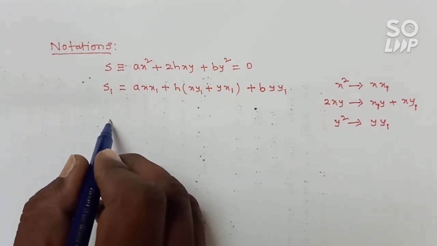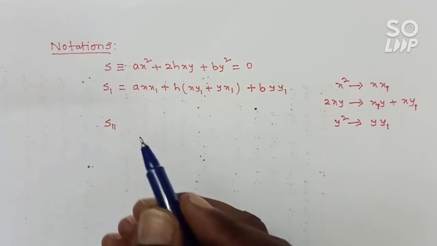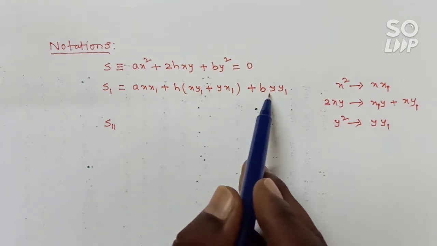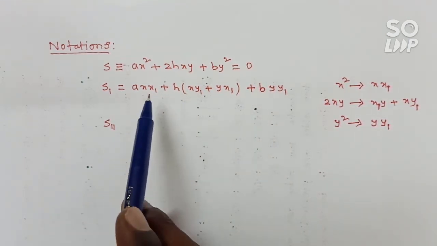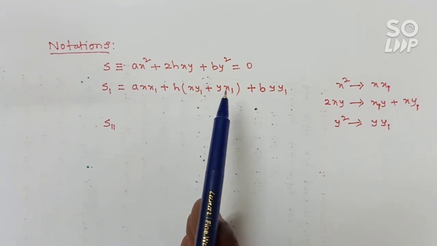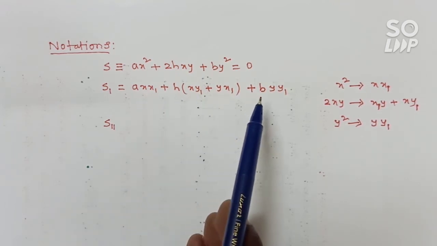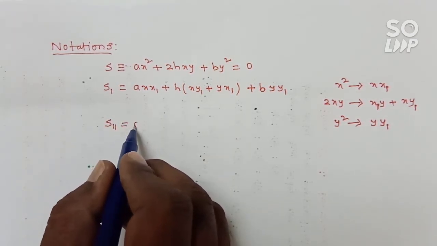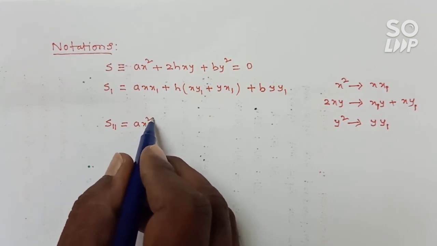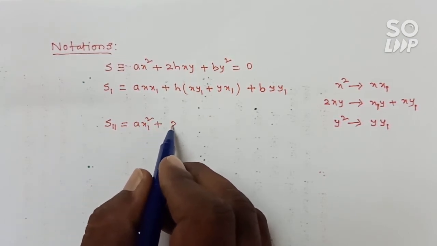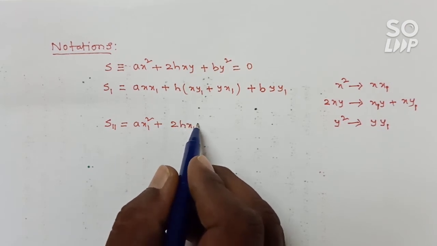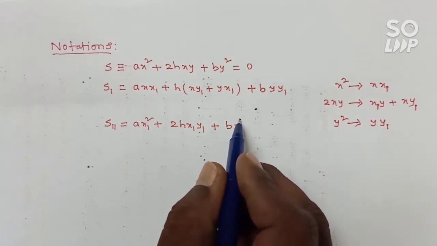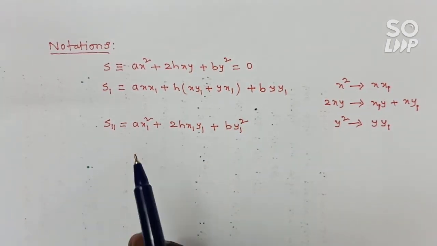Here similarly, how can we write S11? S11 means in that above notation S1, in the remaining x and y places you replace with x1 and y1. Then it becomes a into x1 square plus 2 into h into x1 into y1 plus b into y1 square. This is the notation of S11.